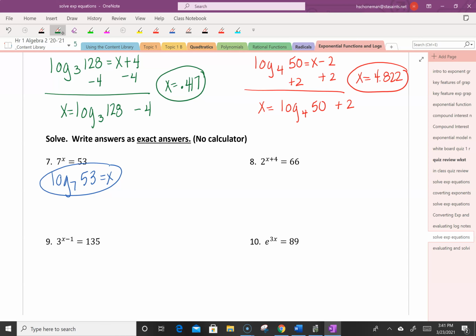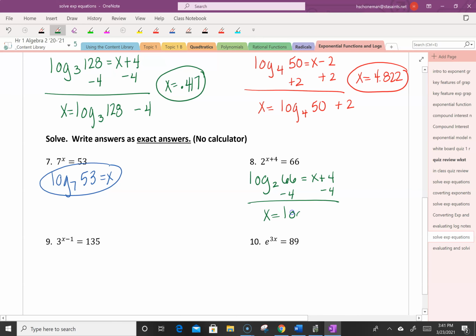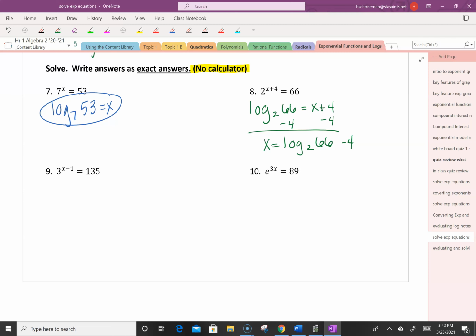Okay, so this one is going to be log base 2 of 66 equals x plus 4. Well, we got to get that x by itself, so I'm going to subtract 4 from both sides. So I'm going to get x equals log base 2 of 66 minus 4. Now notice these questions will appear on the no calculator part of your quiz or your test, but we don't even have to reach the calculator. For our calculator, we're just rewriting them.